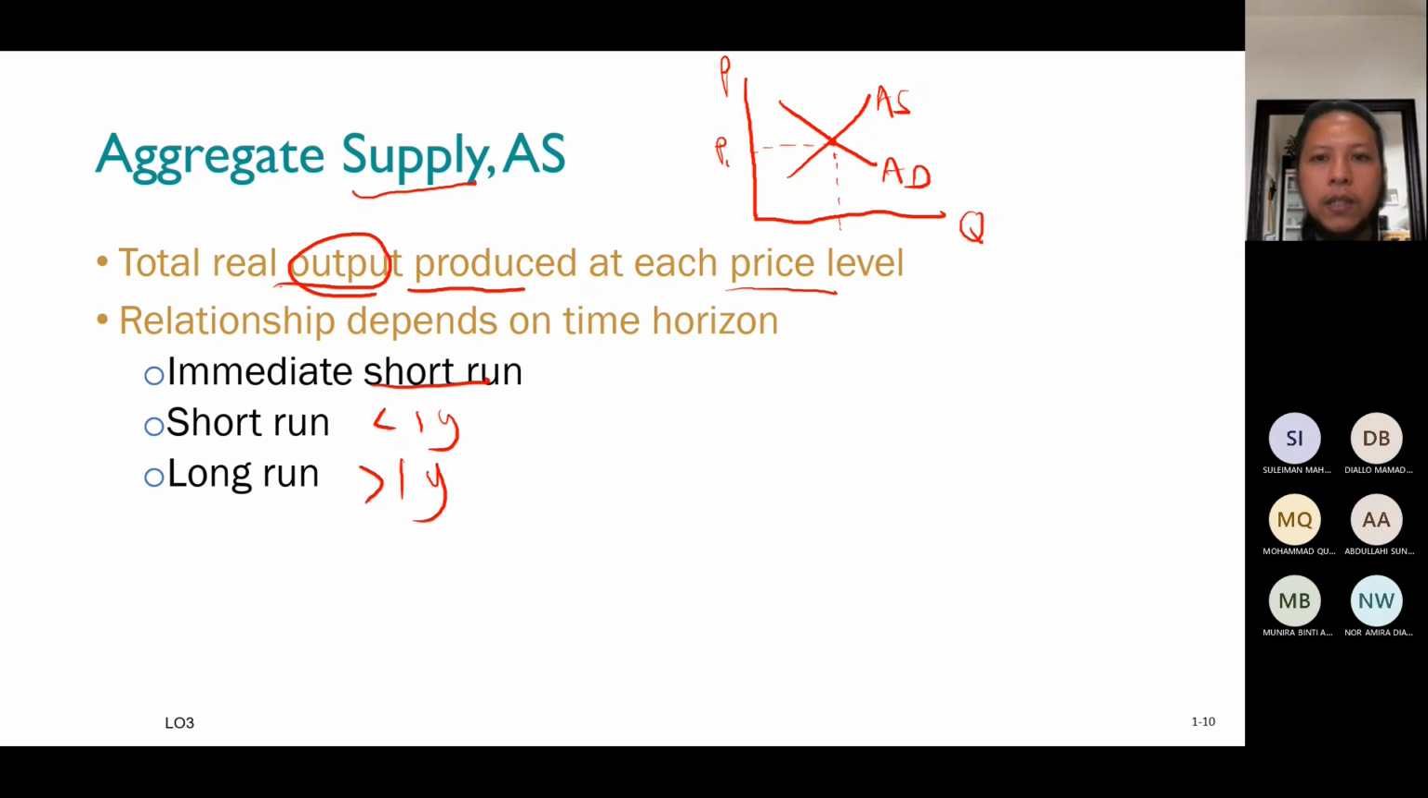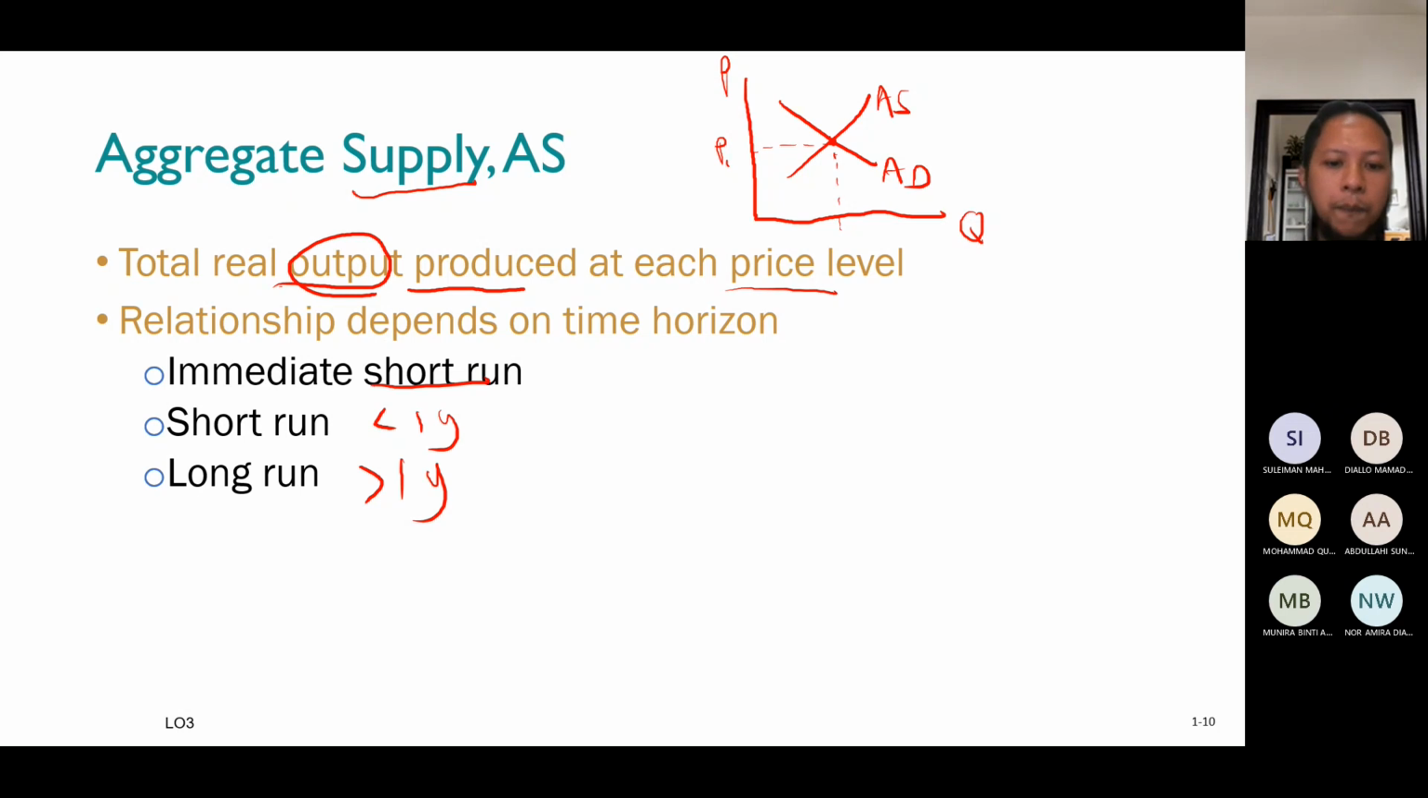Okay, so in the immediate short run, for example, everyone is demanding chicken and there's no stock. So immediately during that time, the shape of the supply is different. But after, let's say, a few weeks, we can supply more chicken. So then the shape changes. And in the long run, you can change more, right?